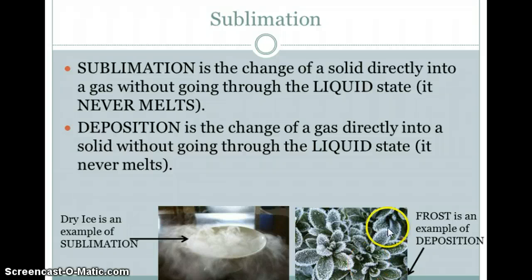And then an example of deposition here is the frost on the leaves of a plant. So the air, the gas of the air, or in this case it would be the water vapor, H2O as gas, water vapor, automatically goes from being a gas in the air, cools down, and becomes solid ice on the leaves of the plant without ever going into a liquid state. So that's an example of deposition.